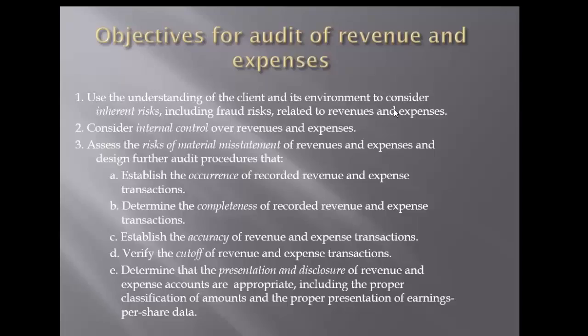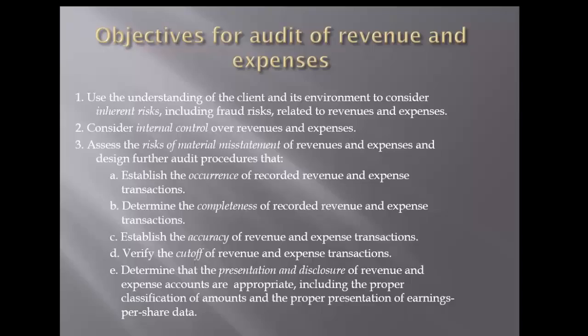When we're considering the objectives specifically related to revenue and expenses, we need to understand the inherent risk, and the inherent risk is related to the fact that management has a vested interest in making sure that they report earnings that are appropriate. So we need to consider internal controls. When we consider control risk and internal controls, we have the risk of material misstatement.